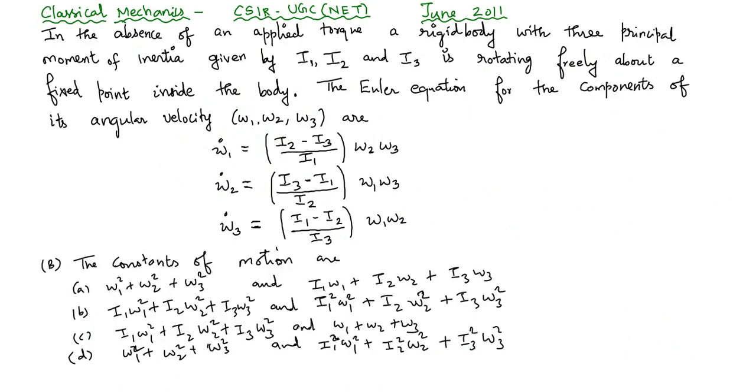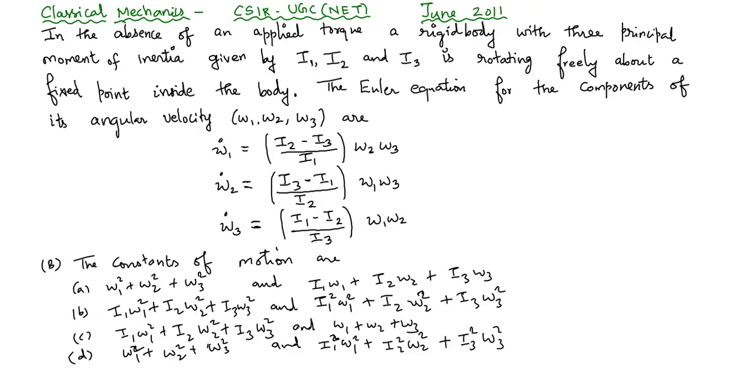In order to answer the second part of the question, that is part B for the same question, the constants of motion are. Four options are given and we have to choose the correct one. So in order to answer this, let us write down the torque free equations of motion, that is I1 omega 1 dot is equal to I2. This is given in the problem, so I am rewriting.